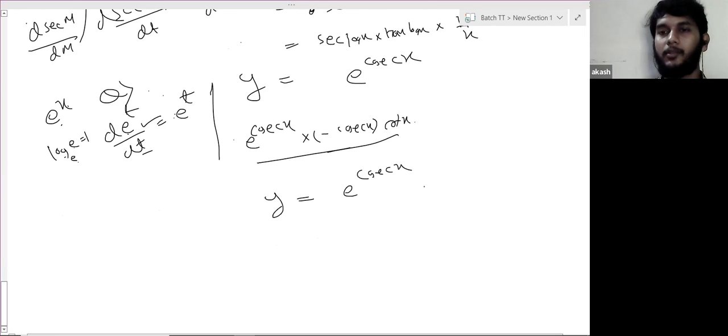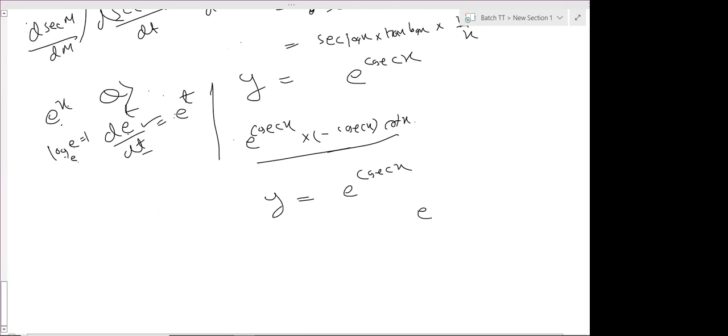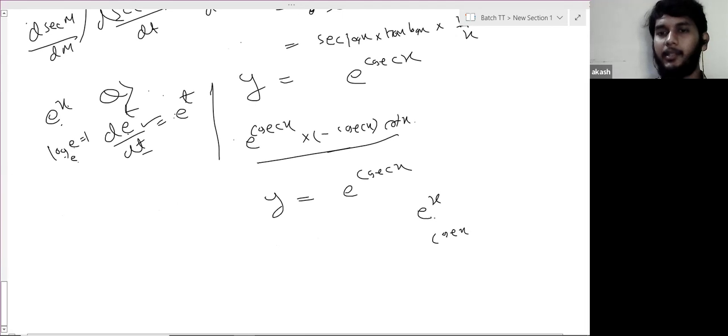Let's see. Here e is the body, cosec x is the soul. So we don't say e raised to the power x, right? Instead of x, we have another soul here. So e raised to the power is the body, and this is the soul. So what do we have to do? First step, please tell me.